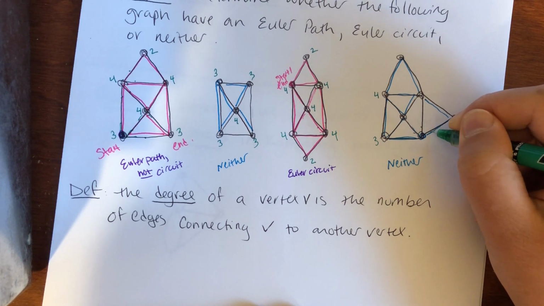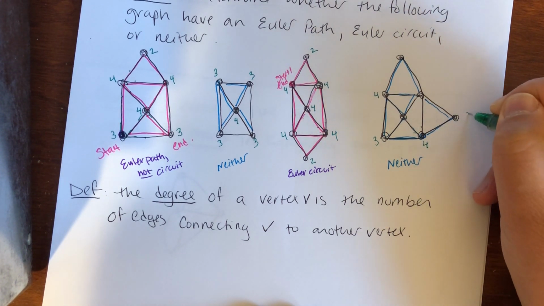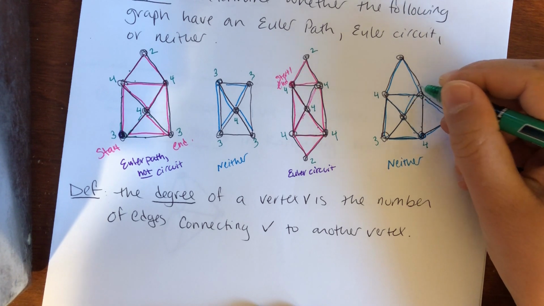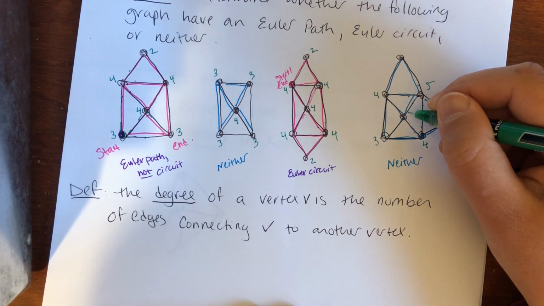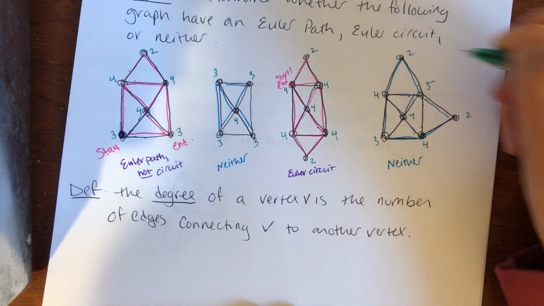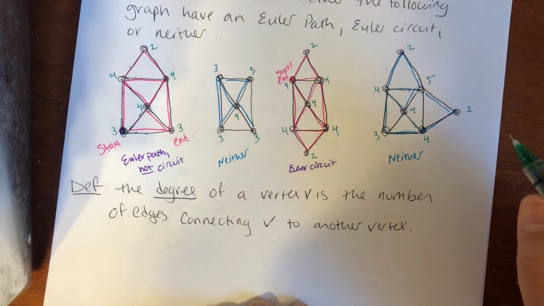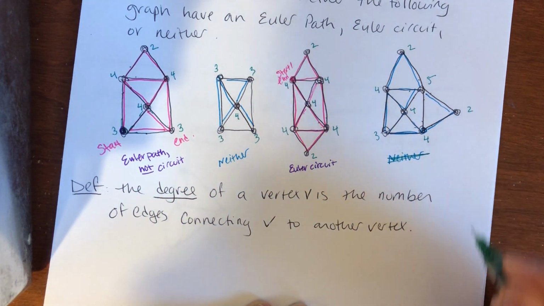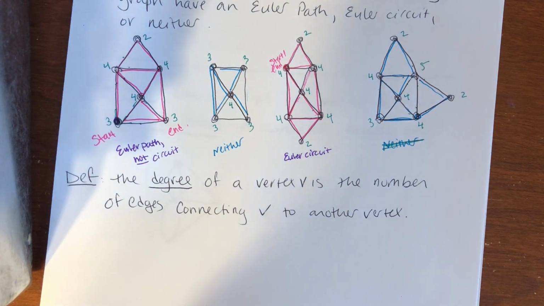And in my last graph, I have 4 here, 3 here. 1, 2, 3, 4. 2, 1, 2, 3, 4, 5. 4 and 2. Oh, I see now that I did mess up here. All right, and I'll show you why in just a second.